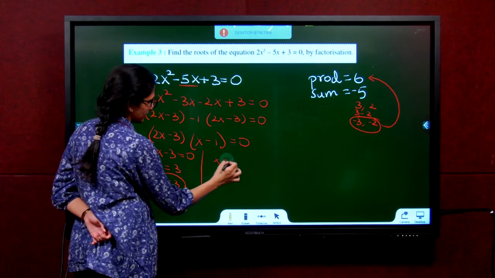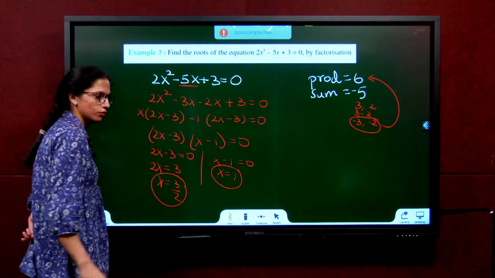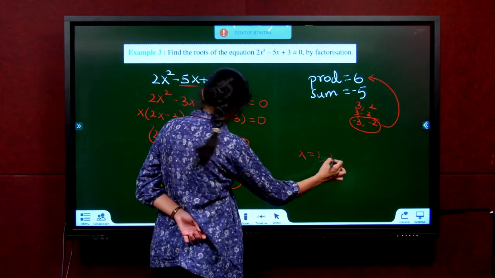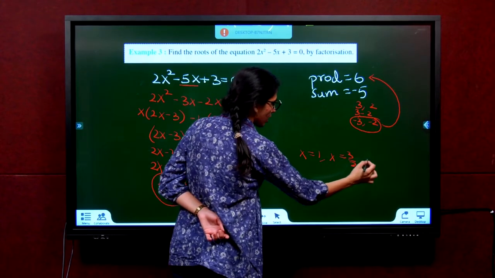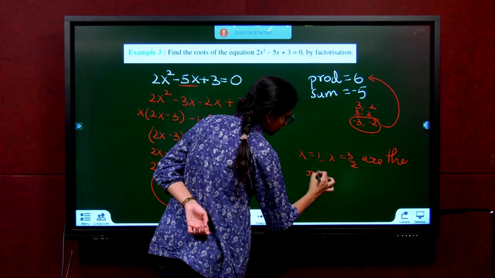Next, x minus 1 is 0, so x equals 1 is another root. So you can therefore write, x equals 1 and x equals 3 by 2 are the roots of the equation.